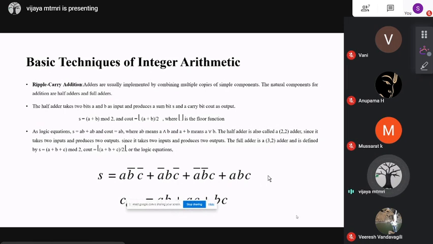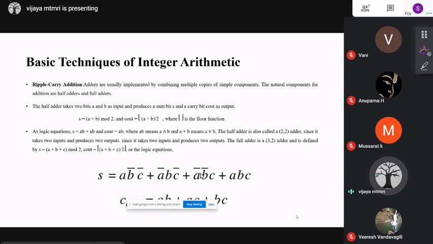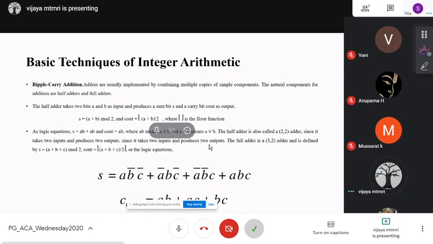A ripple carry adder is nothing but adders usually implemented by combining multiple copies of simple components. The natural components for addition are half adders and full adders. Here we have the half adder and full adder. The half adder takes 2 bits, A and B, as input and produces a sum bit.